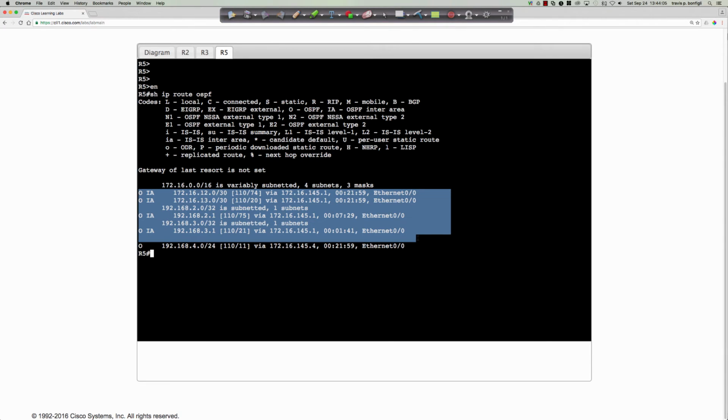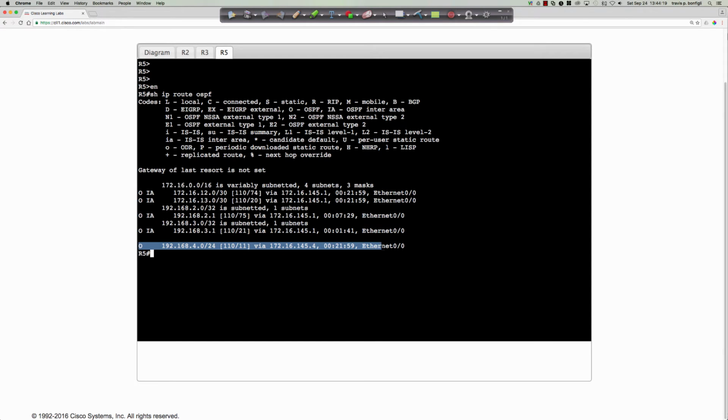And again, router 5 is in area 0, so he sees the information coming from, excuse me, area 2 and 3 as inter-area information. The only prefix that router 5 sees as an intra area, which is with just the O for OSPF, is the 192.168.4. Everything else is coming from a different area.